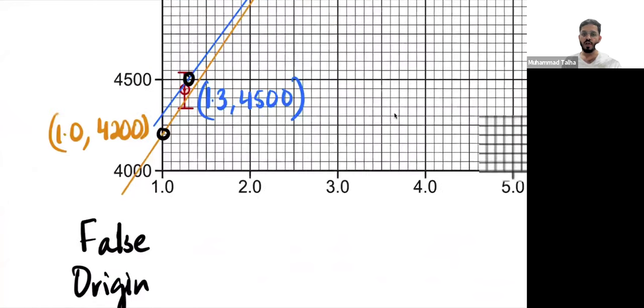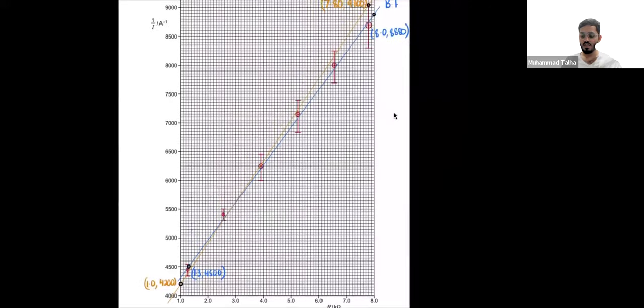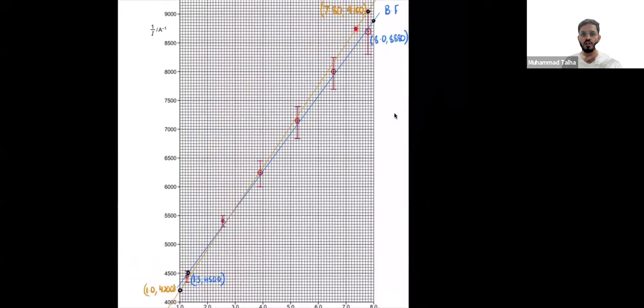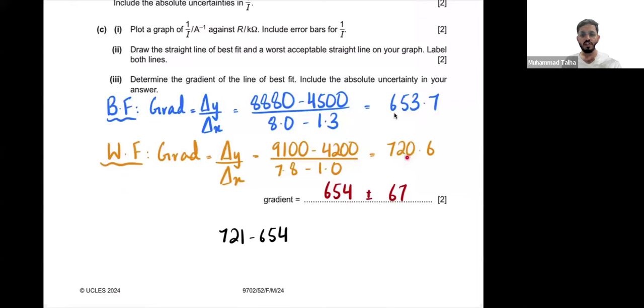Again, I have both of my points on the line of worst fit. Again, just using change in y over change in x should give me what I want. So 9100 minus 4200 over the 7.8 minus 1. This is what I've done here. So this is my line of worst fit. You know how I find the uncertainty in the gradient. It's the difference between the gradients of the line of best and worst fit, right? So that's what I got here.